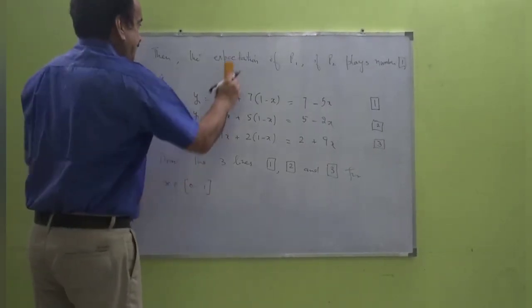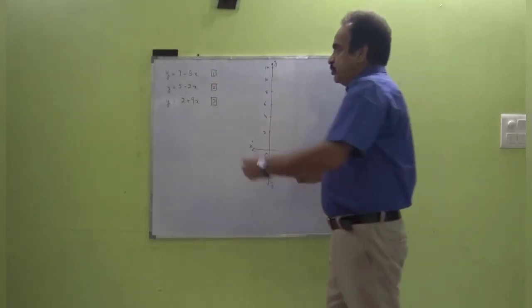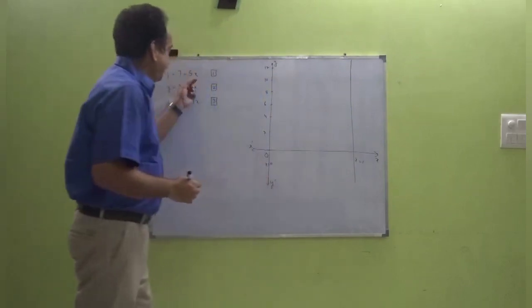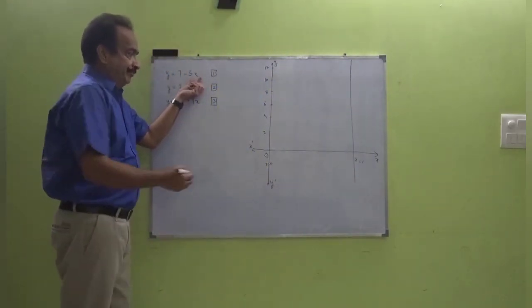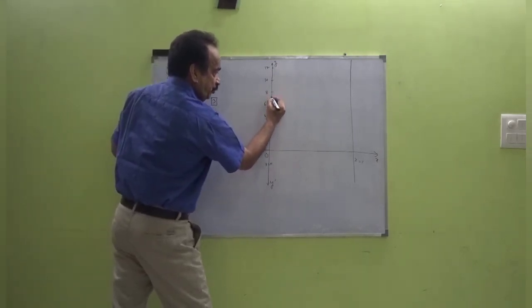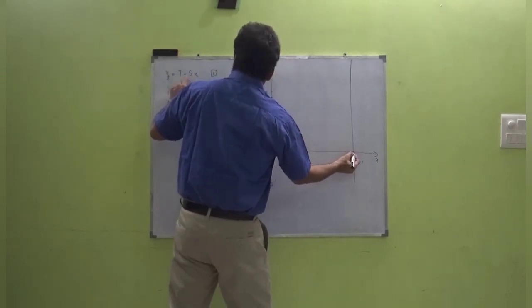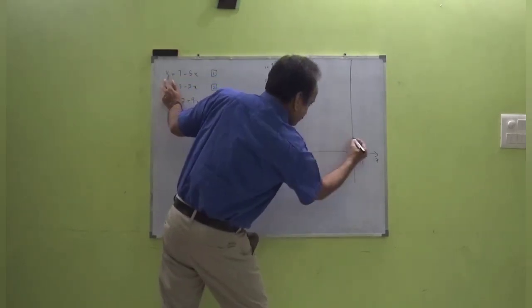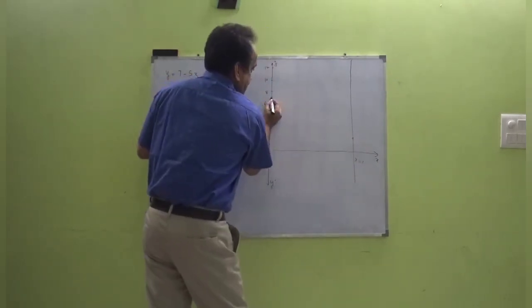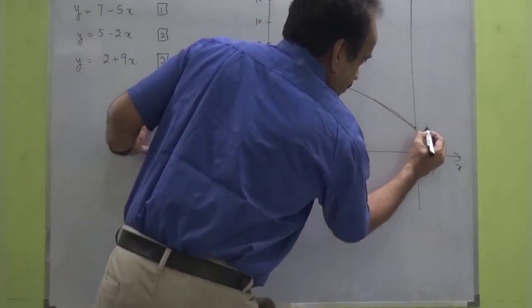Next, the graph. The first line is y equal to 7 minus 5x. Two points on this line: you take x equal to 0, then y will be equal to 7, so the first point is over here. Then you take x equal to 1, y will be equal to 2, so the point will be over here. Just join these, and you get the first line.